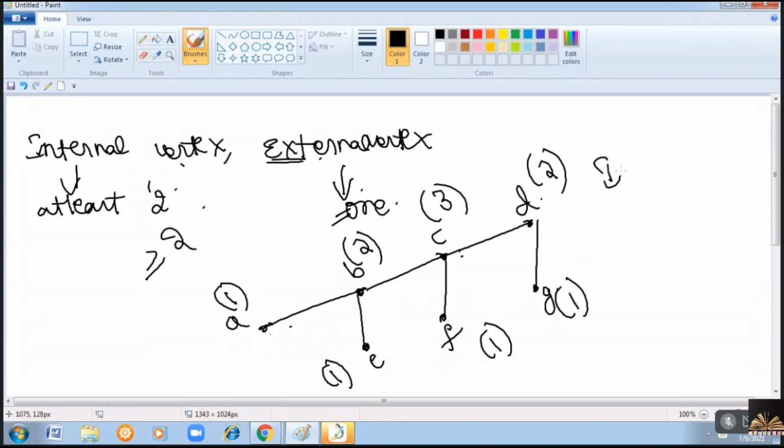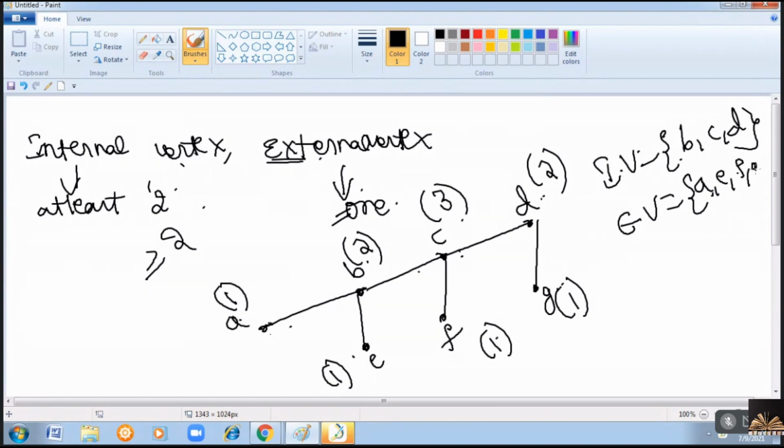Now tell me, what are the internal vertices? The vertices with a degree of at least 2. So 2, 3, 2. These three come under internal vertices: B, C, D. What are the external vertices? The vertices with a degree of exactly 1. So A, E, F, G.